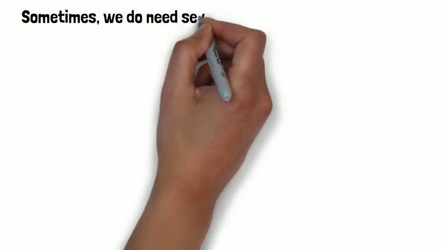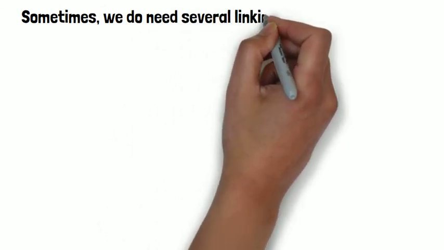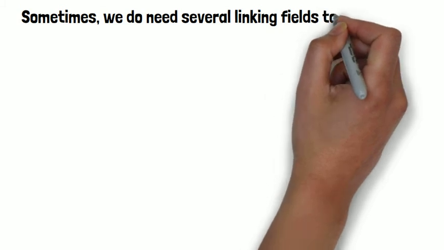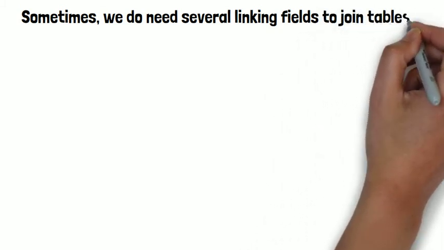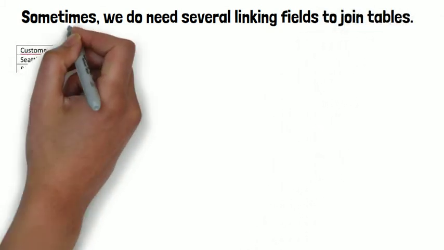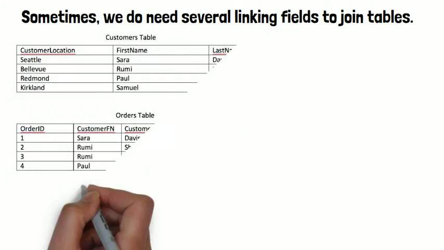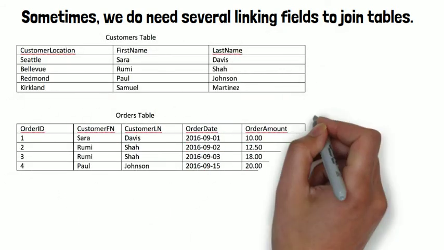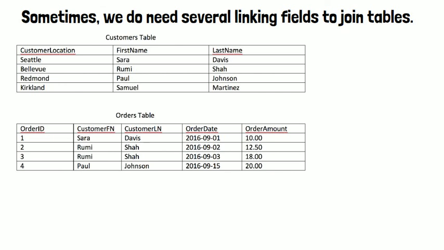Sometimes we do need to use several different linking fields when we join, for example, two tables together. So here's another example. Right now, the customer table doesn't have a customer ID. It just has the first name and last name. Same thing for the orders table: customer FN and customer LN mean the customer's first name and last name. Then we need to use those two fields to join the two tables together.